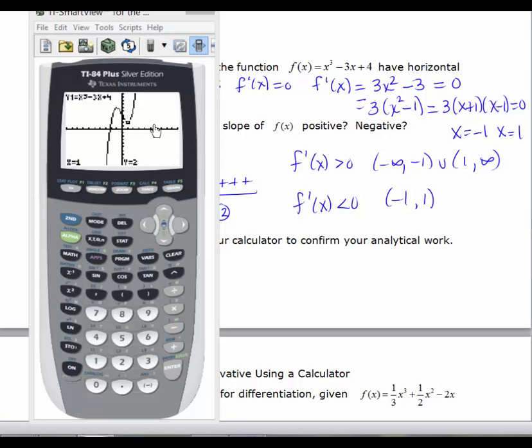So in calculus, we use our graphing calculator sometimes to make a conjecture, and we use the analytical work to confirm it. Sometimes we do the analytical work and we use the graphing calculator to confirm that our analytical work makes sense. But it's nice to have a visual, look at something graphically, along with looking at it analytically.